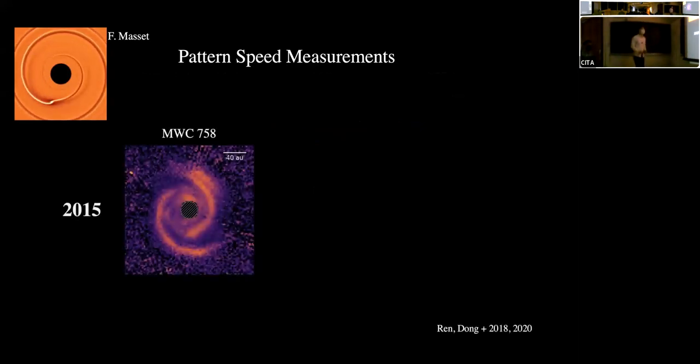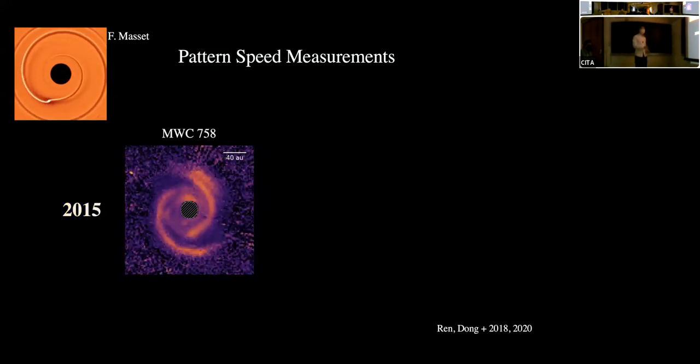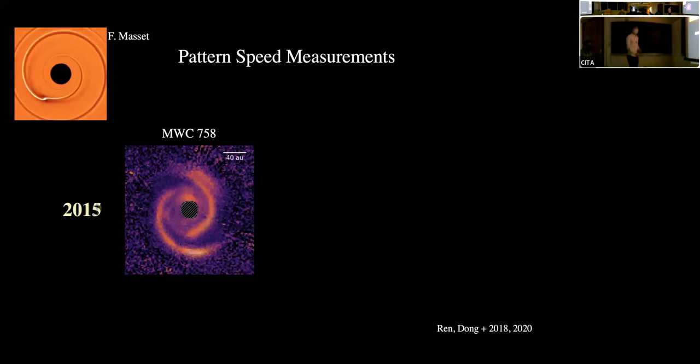Here is an image of the MWC 758 disk taken in 2015. Now, here's another image taken 4 years later. So ignore the overall change in the illumination pattern. Here's a very simple question. Do we think the spirals have rotated?